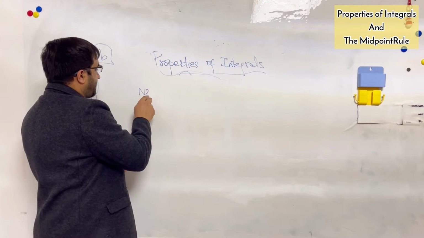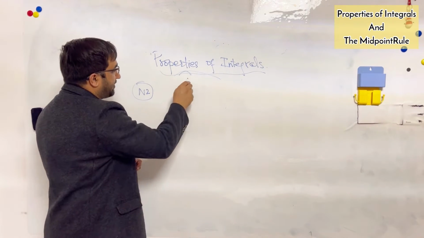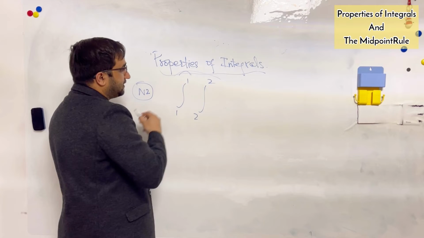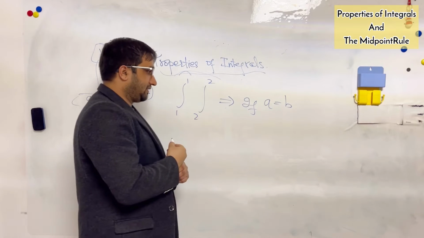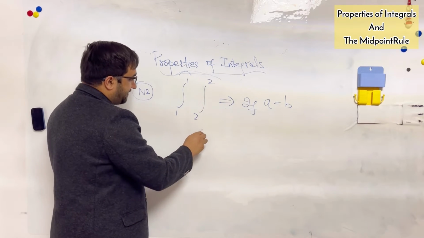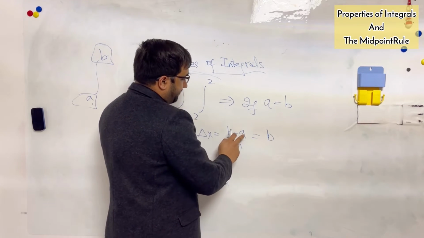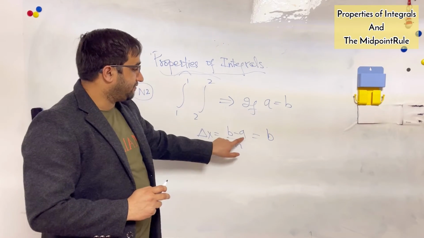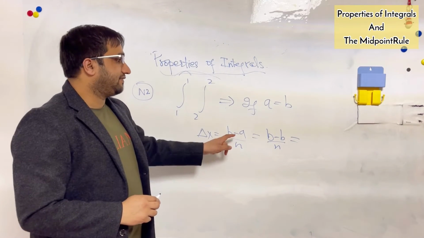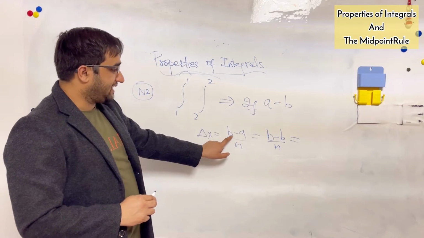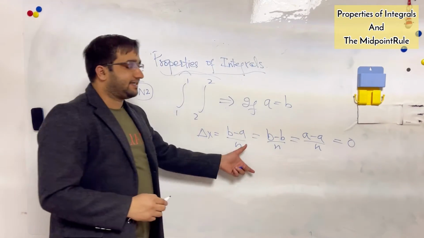Second property. If both of these numbers are the same, for example, limit 1 to 1 or limit 2 to 2, meaning if both A and B are equal, then in that case delta x, which is b minus a divided by n, becomes, if you say a is equal to b, so if you replace a with b, b minus b over n. Or if you say b is equal to a and you replace b with a, it becomes a minus a over n. In all cases it is 0.